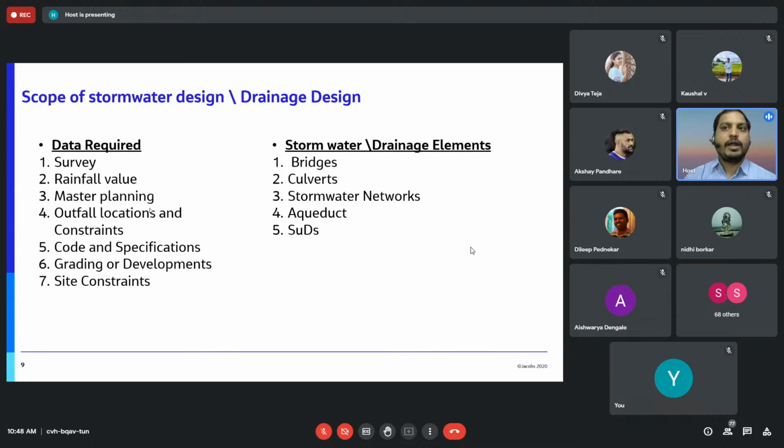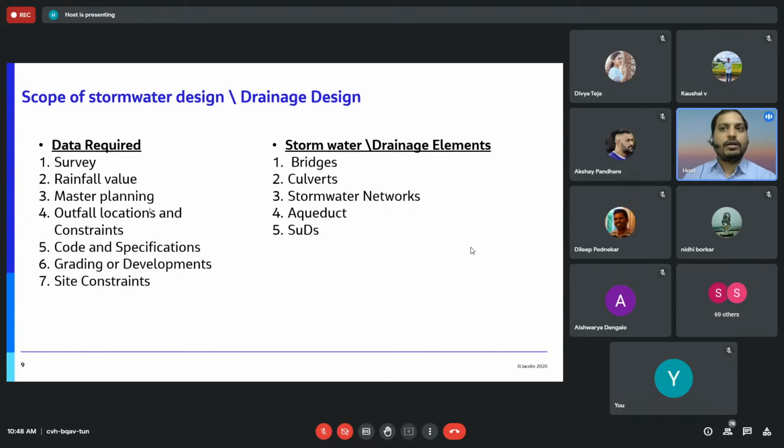Moving to the next part, which is master planning. If we are constructing any smart city or something, we need proper planning: these places are going to be the schools, these places will have roads, these places will have open land, this place will have a temple or something. This particular master planning we require in the case of stormwater management.